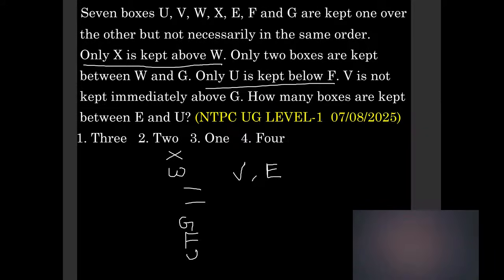Okay, for V and E, if you check, there is one clue. V is not kept immediately above G. So that means you can keep V here and you can place E here. With this, all the sentences are satisfied and also all the boxes are placed.